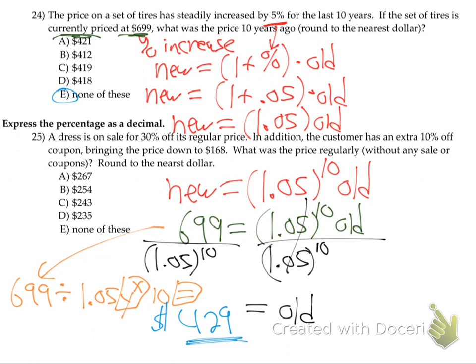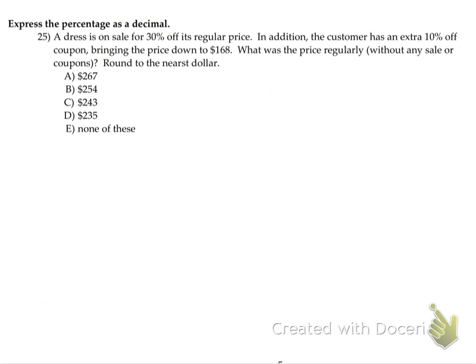One more, and we've covered it. All good there. So 429 was the answer, and it was E, none of the above. Okay, so last one, number 25. The dress is on sale for 30% off its regular price. By the way, what's that? Percent decrease. Yeah. 30% off. That's what a sale is, a percent decrease. So we're going to use one of those, 1 minus percent for decrease, minus instead of plus.